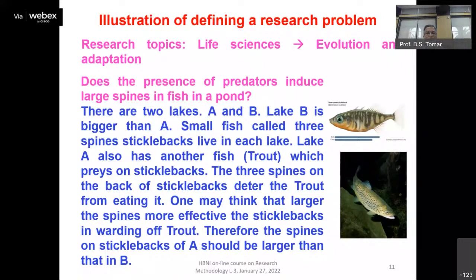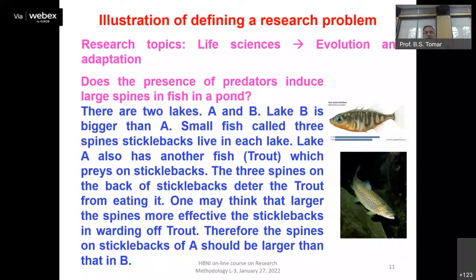The three spines on the back of sticklebacks deter the trout from eating. So it is the defense mechanism of the small fish against the predator. One may think that the larger the spines on the stickleback, the more effective the sticklebacks are in warding off the trout. So they should actually be evolving to have larger spines in lake A, where the trout is there. Therefore, the spines on sticklebacks of lake A should be larger than those in lake B.